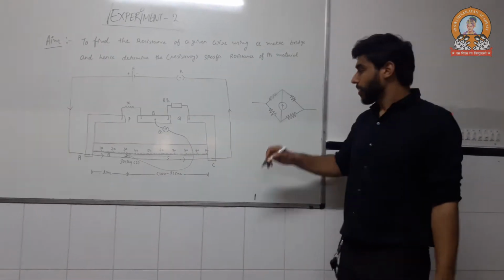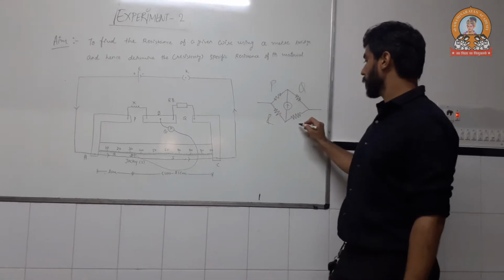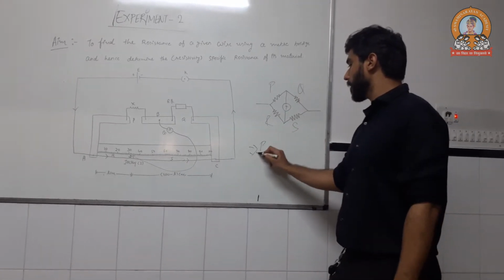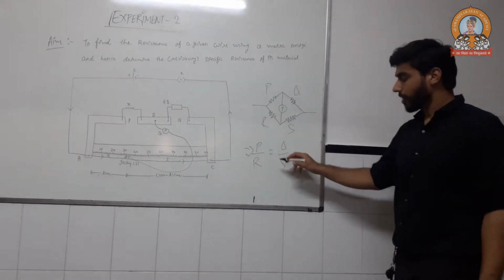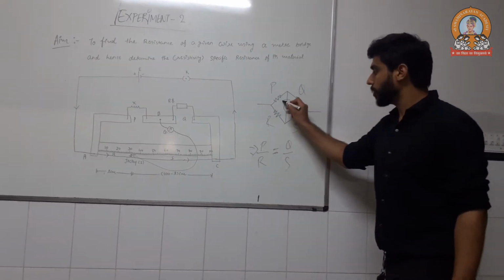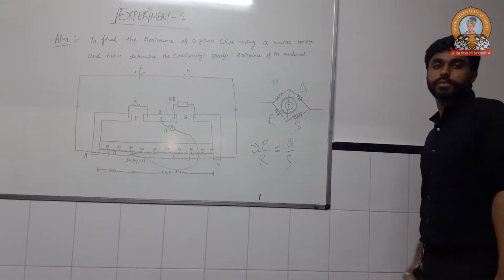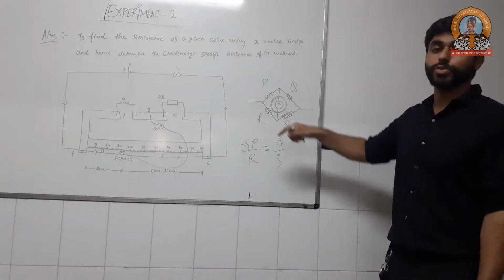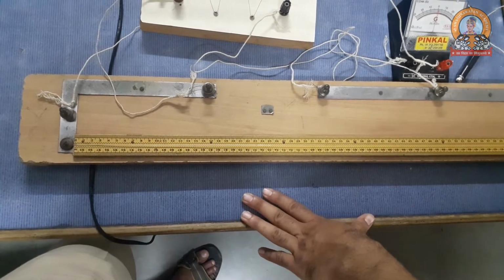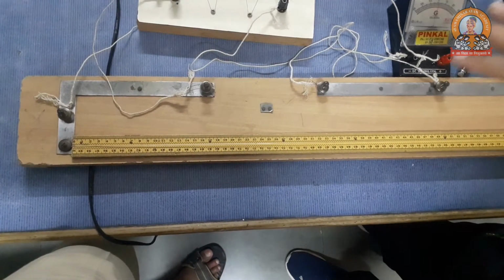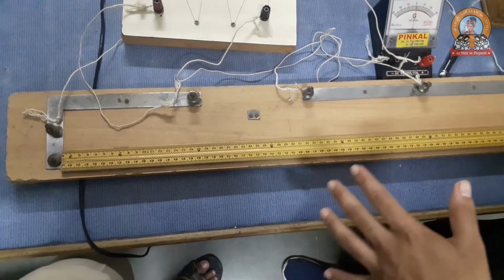In that, if you arrange the resistances in such a way that P by R is equal to Q by S, and this becomes equal, there will be no current flowing in this part of the circuit. If you keep a galvanometer, it will show zero deflection, that is the null deflection point. Now in this experiment, as in the last experiment, I told you that you have to write each and everything except the procedure. Same in this case also.